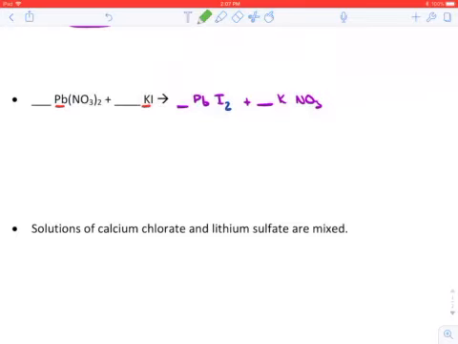1 Pb, 1 Pb. 2 NO3s, 1 NO3 on this side. So if I put a 2 out front, that gives me 2 Ks, 2 NO3s. So 2 Ks. Now I have 2 Ks, now I have 2 Is. We are done. Just finish it out with 1s there.